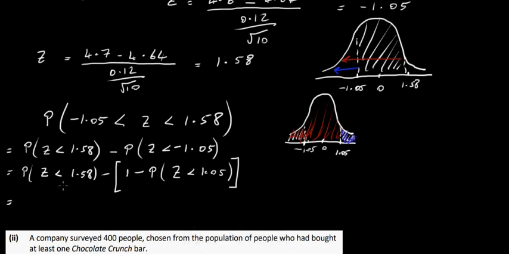Now this here, when you look it up, is just 0.9429. We've got minus 1, and then we've got minus minus, which is plus. This here we can look up, and that's 0.8531. Now when you do all of this, we get 0.796.